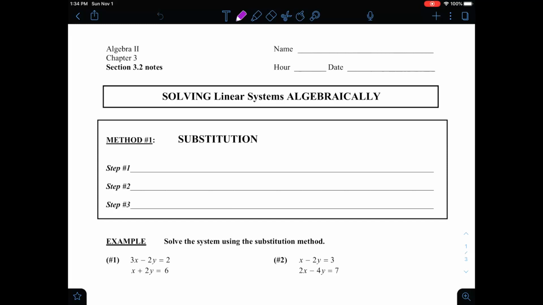We are continuing with Chapter 3 with 3.2, and Chapter 3 is systems of linear equations and inequalities. So 3.2, the name of this lesson is solving linear systems algebraically. For 3.1, we did graphically, where we were graphing and seeing what we got. And now we're doing stuff algebraically.